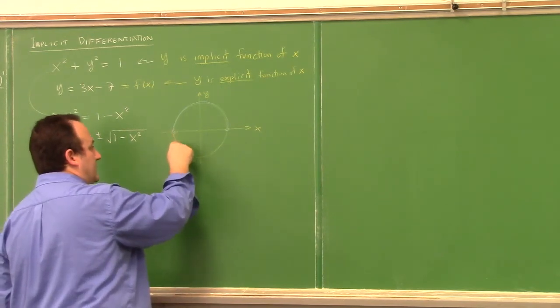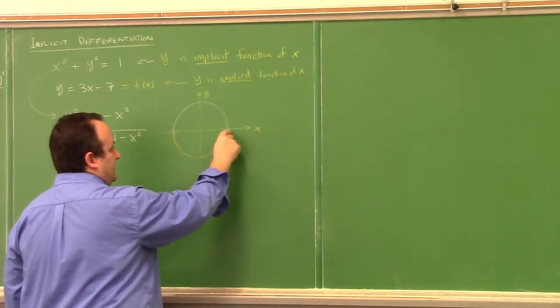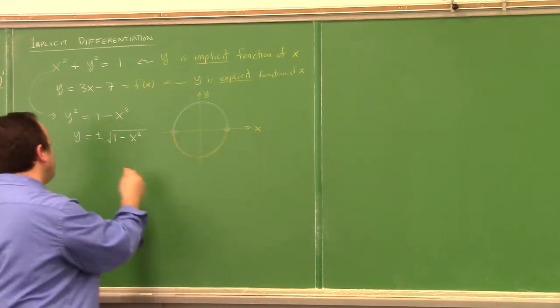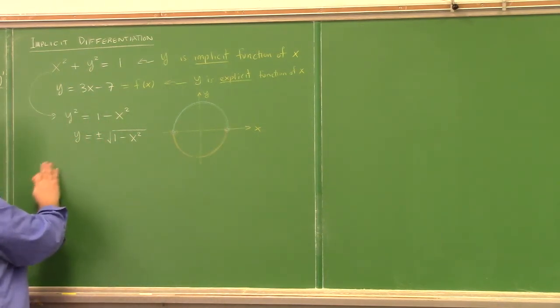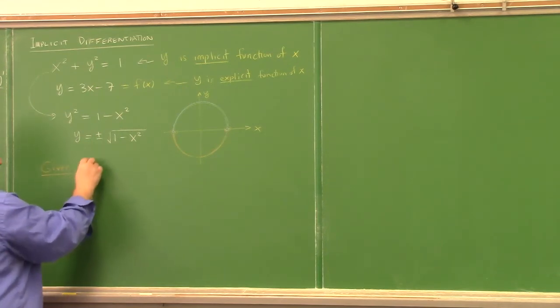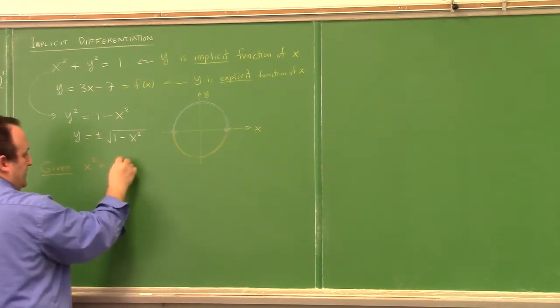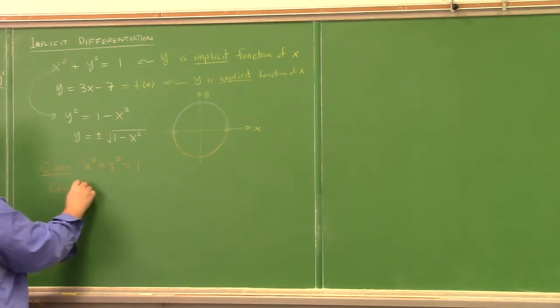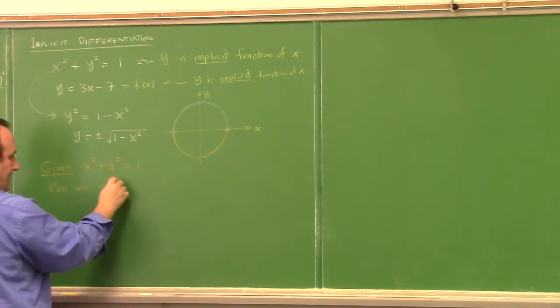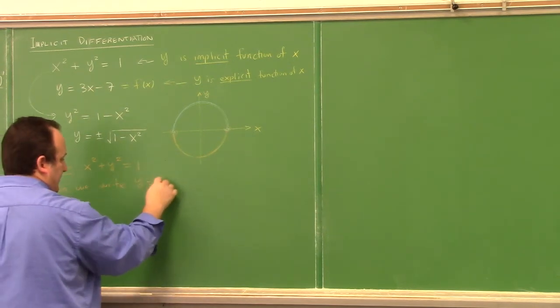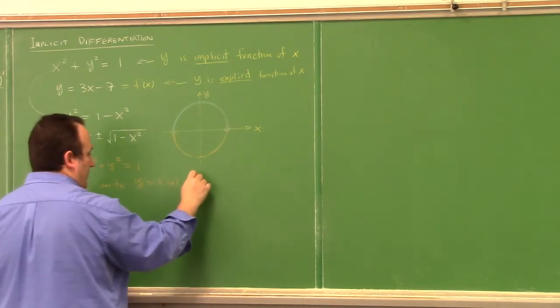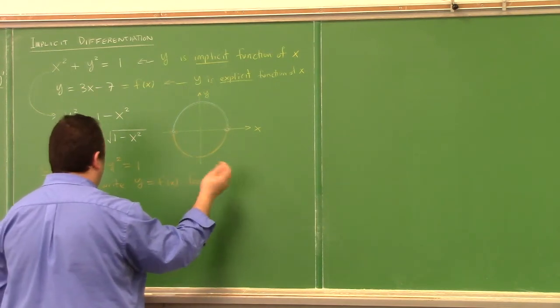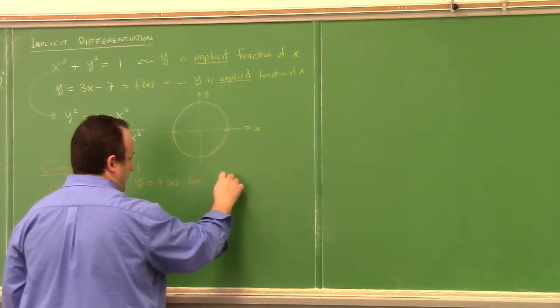So the question is, can we write, let me start us out right, given x squared plus y squared equals 1, can we write y equals f of x for some choice of f?